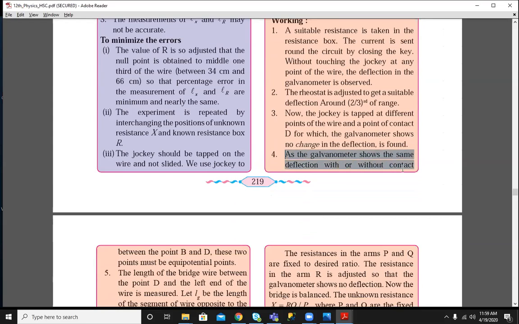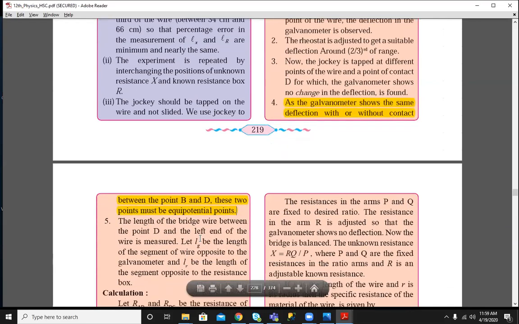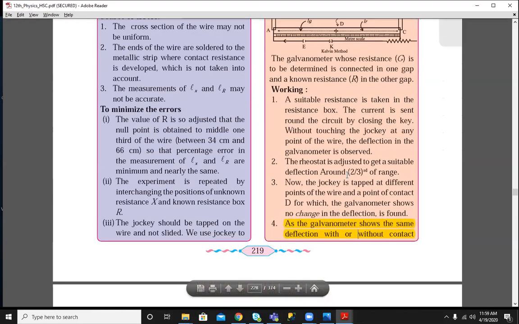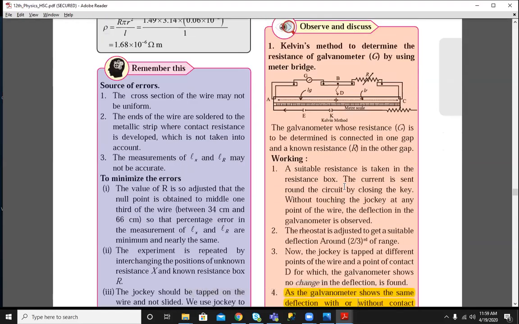It is written that the galvanometer shows the same deflection with or without contact between the points B and D, hence these two points must be equipotential points. Hence this method is called the equal deflection method. I hope you have understood. Let me explain once again.